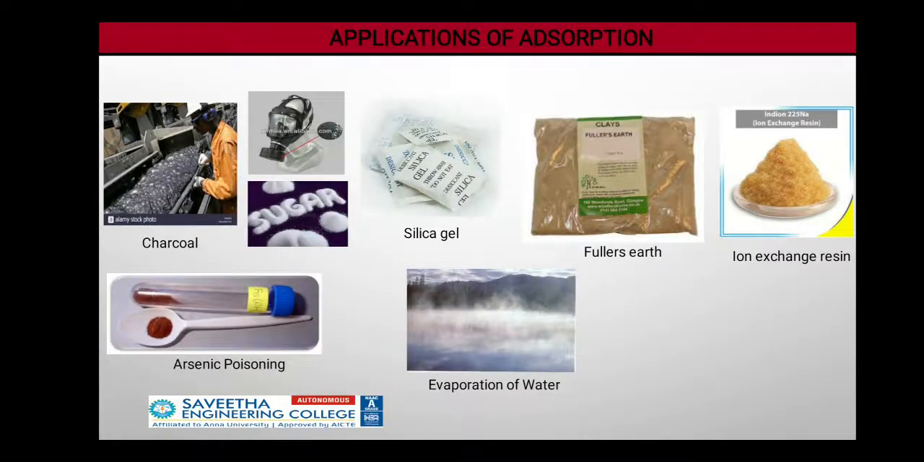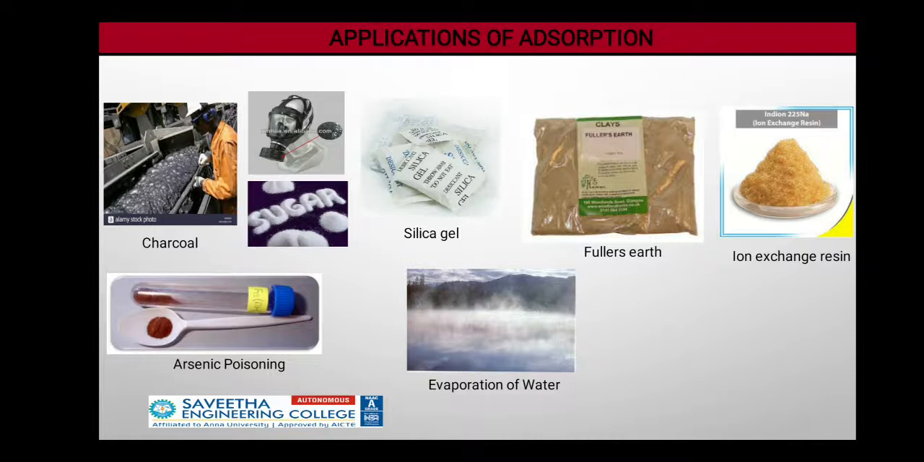And these are some of the other applications of adsorbents. You can see here charcoal, silica gel, Fuller's earth, ion exchange resins, arsenic poisoning. The charcoal is mainly used in sugar industries to eliminate the coloring materials from it. That is why we get pure white sugar.